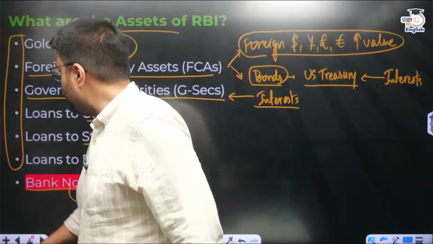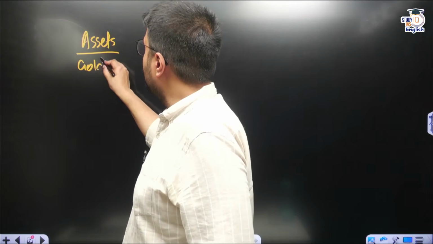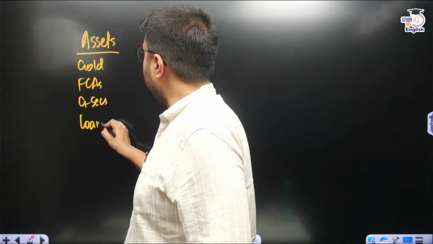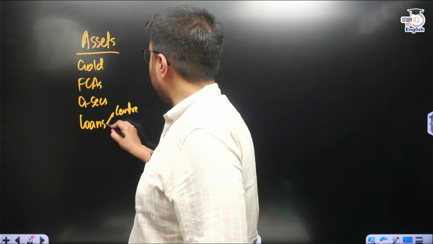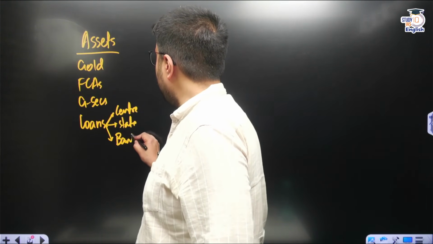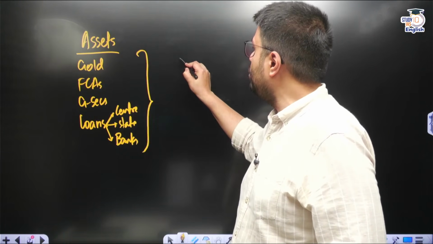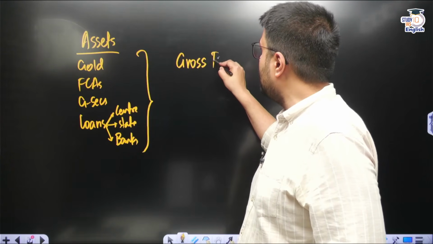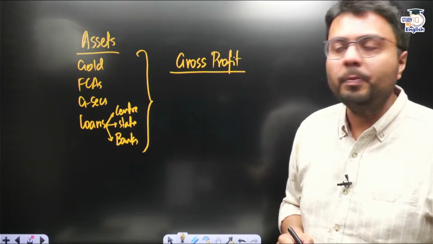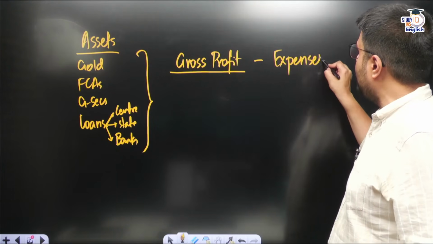Now, how does RBI make profit? RBI makes profit from its assets like gold, foreign currency assets, government securities, or the loans it has extended to the central government, to state governments, or to other banks in its role of acting as a banker to the banks. So all these assets generate a huge amount of profit, which is called the gross profit of RBI. Now, is this gross profit transferable to the government? The answer is no. From this profit, RBI would take out some money to meet its expenses.